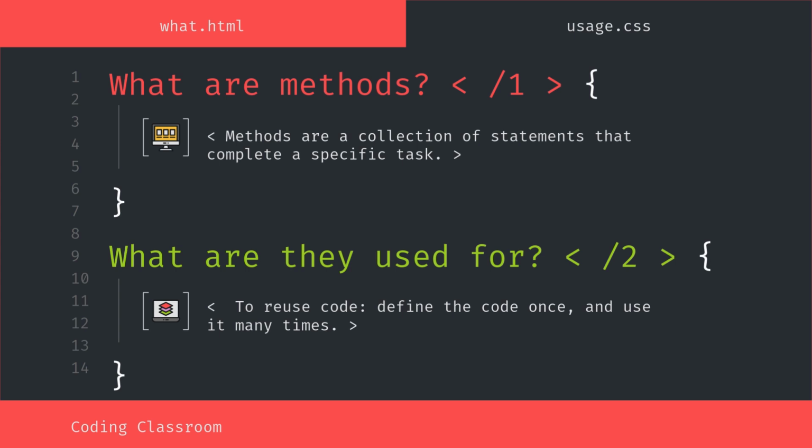Let's start by answering the question, what are methods? Methods are a collection of statements grouped together to perform a specific task. Think of them as mini-programs within a larger program. They help make your code more organized, modular, and easier to manage. Methods are primarily used for reusability. Instead of rewriting the same code repeatedly, you can define the code once inside a method and use it multiple times. This not only saves time, but also reduces redundancy and potential errors in your code.